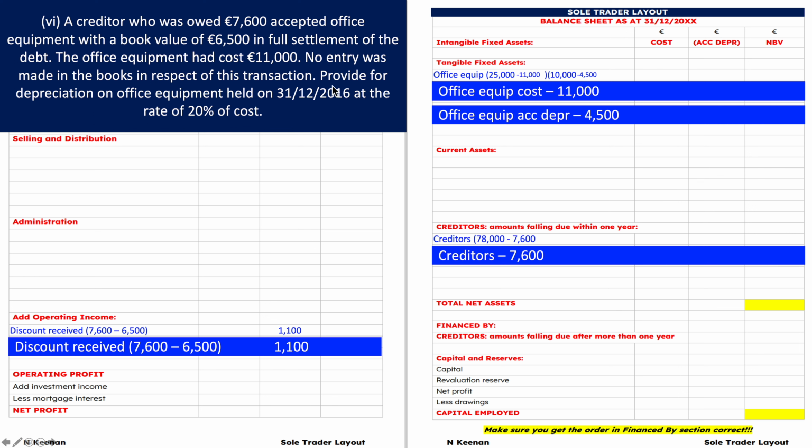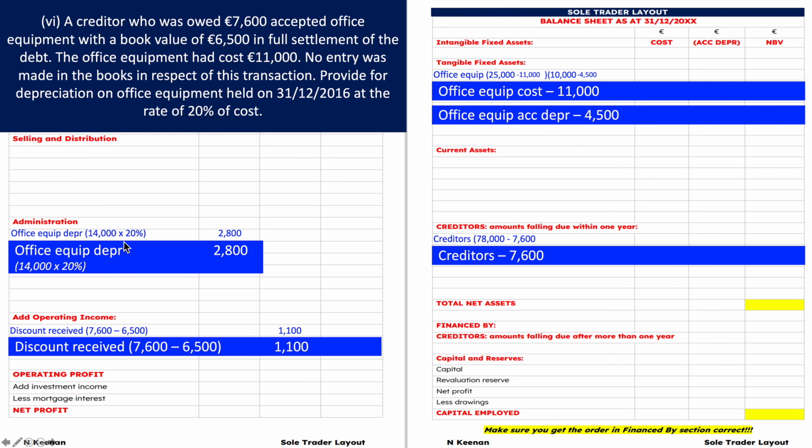discount. Then it tells us to provide for depreciation on office equipment held at the end of the year at the rate of 20% of cost. So office equipment held is 25 minus 11, 14,000. 20% of that is 2,800, which we will add up here to the accumulated depreciation bracket, and that's that done there.